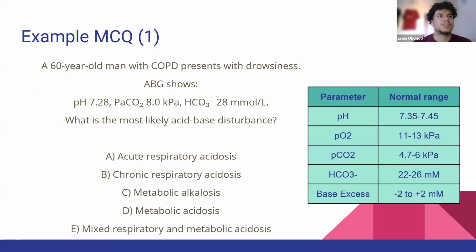So a couple of MCQs. Your first question, it's on Socrative now. So a 60-year-old man with COPD presents with drowsiness. The ABG shows pH of 7.28, so slightly low, a PaCO2 of 8, so slightly high, and a bicarbonate of 28. What is the most likely acid-base disturbance?